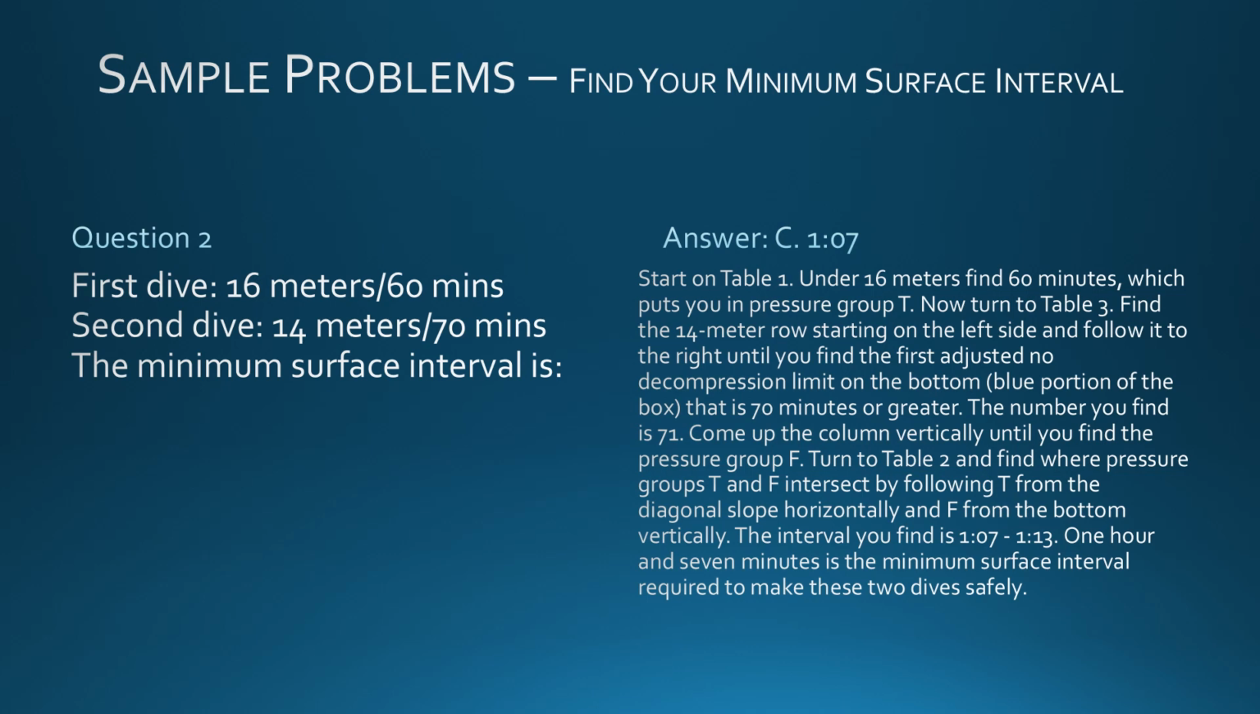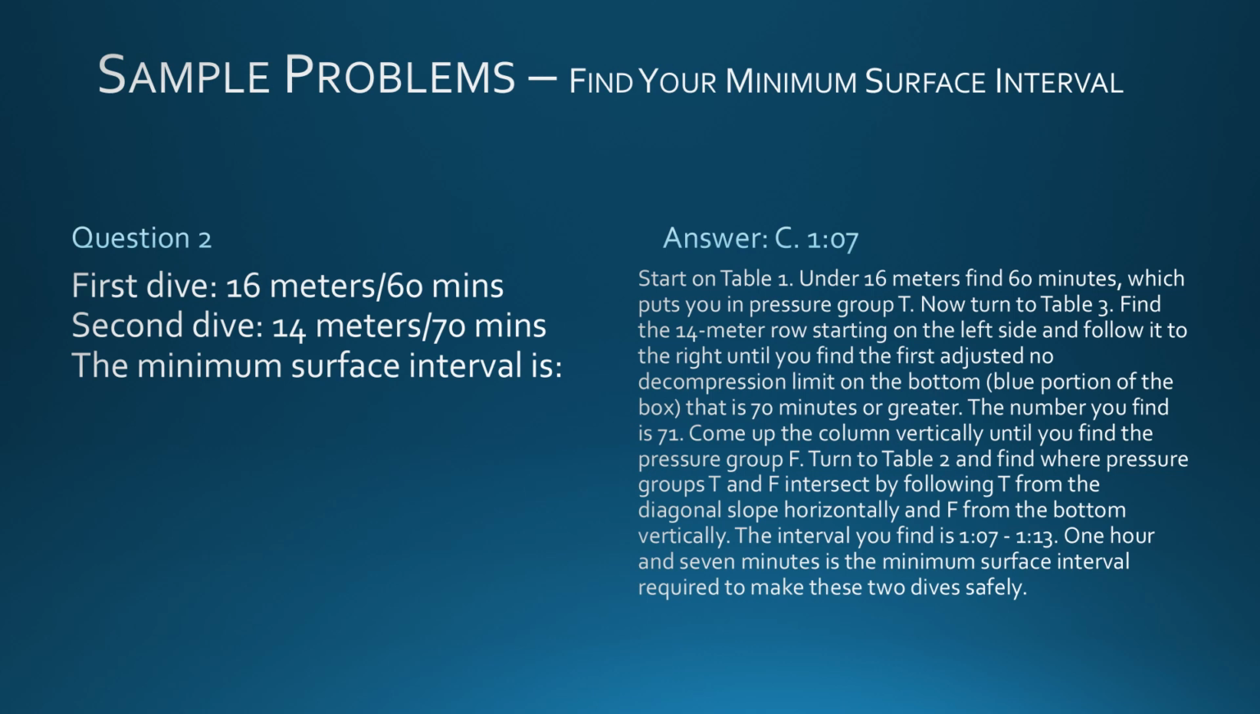Now turn to Table 3. Find the 14-meter row starting on the left side and follow it to the right until you find the first adjusted no decompression limit on the bottom blue portion of the box that is 70 minutes or greater. The number you find is 71. Come up the column vertically until you find the pressure group F.